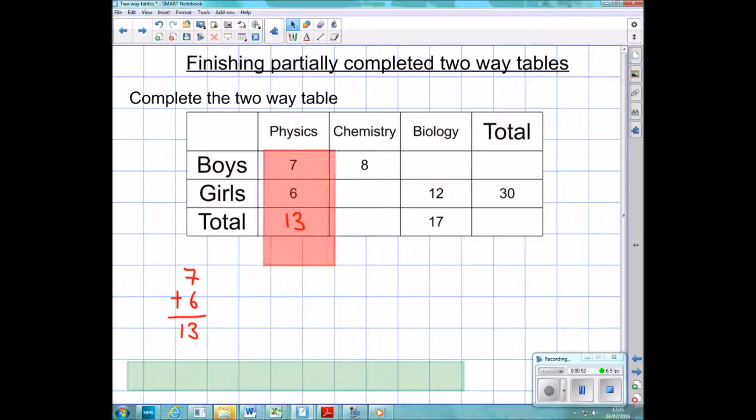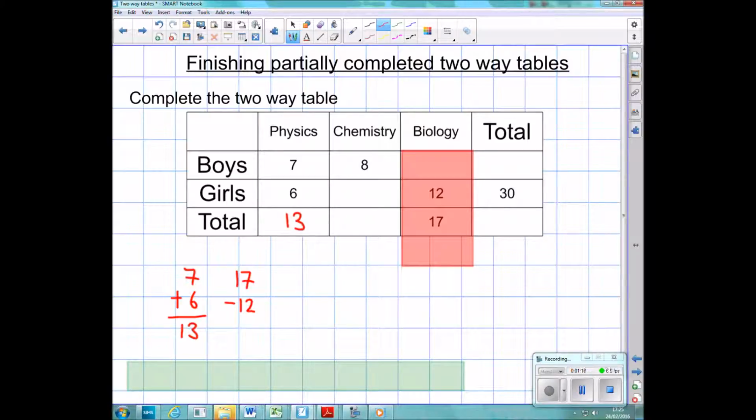Now moving along to chemistry, you can see I'm missing 2 bits of data. So I can't do anything there. But biology, I'm only missing 1 piece of data. So instead of adding, because I've got the total already, I'm going to have to do something a little bit different. This time I'm going to take the total and take away the other value for the girls. So I've got 17 take away 12, which is 5. And that will give me how many boys are in biology there.